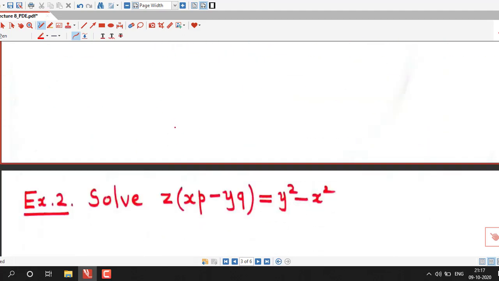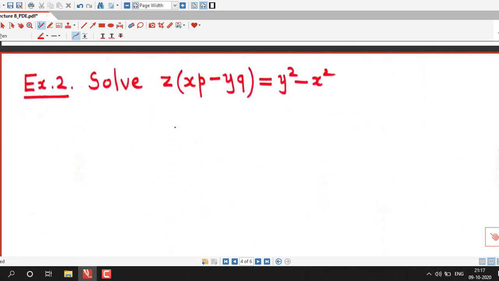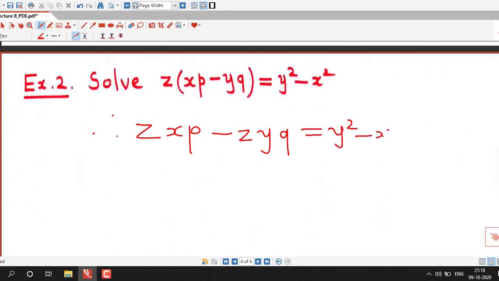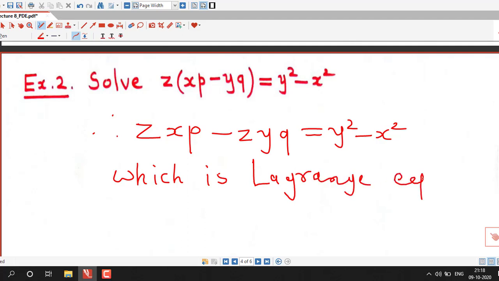We consider one more example. The given equation is z into xp minus yq equal to y square minus x square. So this we rewrite as zxp minus zyq equal to y square minus x square. And it is a Lagrange quasi-linear equation, so it is a Lagrange equation.